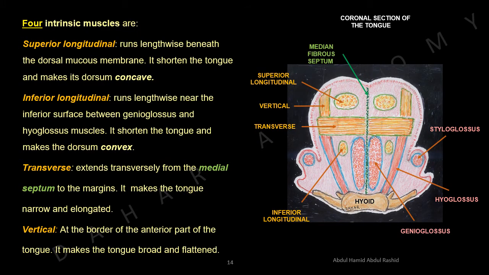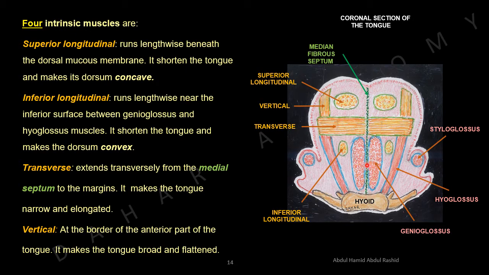Intrinsic muscles of the tongue. This is the coronal section of the tongue. This is the hyoid bone. This is the median fibrous septum, which divides the tongue into right and left halves. First, I am going to show you the extrinsic muscles of the tongue.